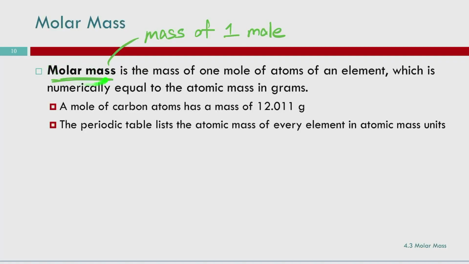Just like a polar bear is a bear from the pole. I don't know why I thought of that, but maybe that's helpful. It's the same sort of word construction. So molar mass is the mass of 1 mole of atoms of an element. It's numerically equivalent. It is the atomic mass in grams.